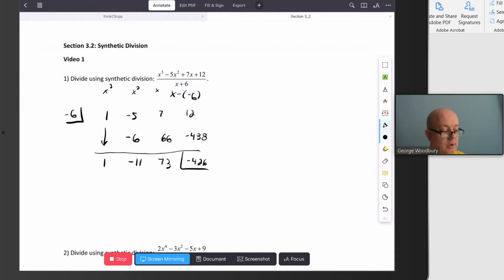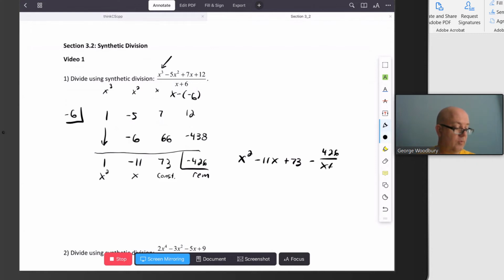We started with an x cubed as our largest degree, 3, in the numerator. The quotient is going to start 1 degree lower than that. So this 1 goes with x squared, -11 with x, 73 is a constant, and the -426 is the remainder. And so one way we can write our answer is x squared minus 11x plus 73, and then the remainder is -426, so minus 426 over x plus 6.